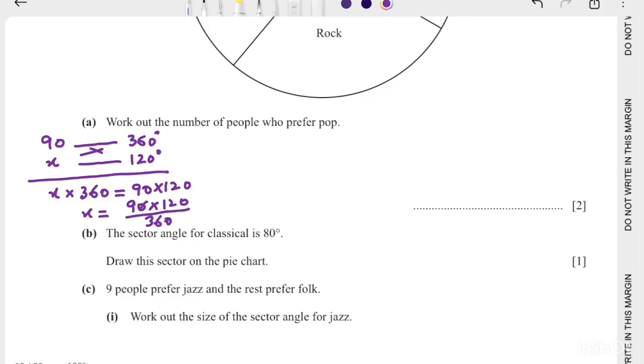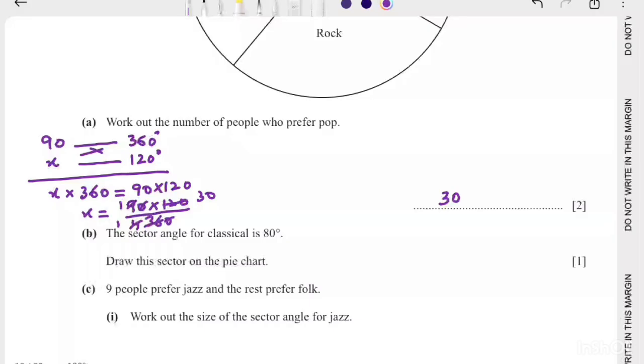So 0 will cut by 0. 9 ones are 9, 9 fours are 36. 4 times 1, 4 times 30. So 30 people prefer pop.